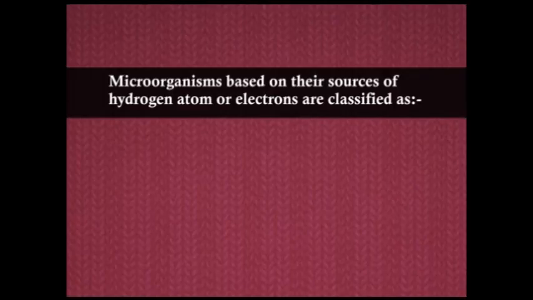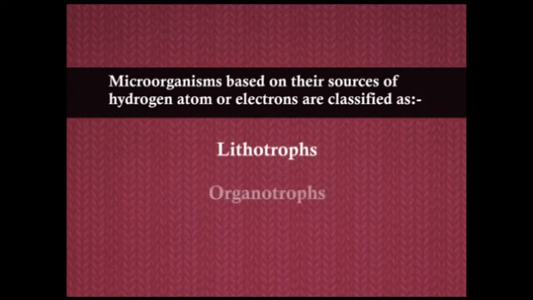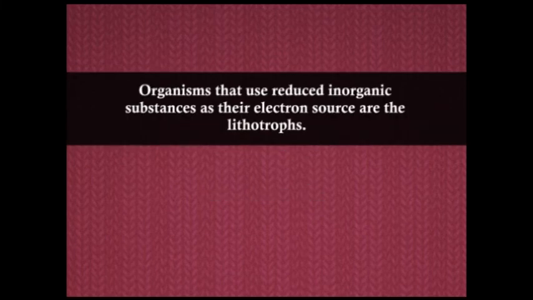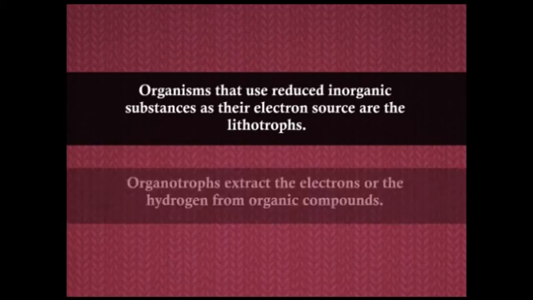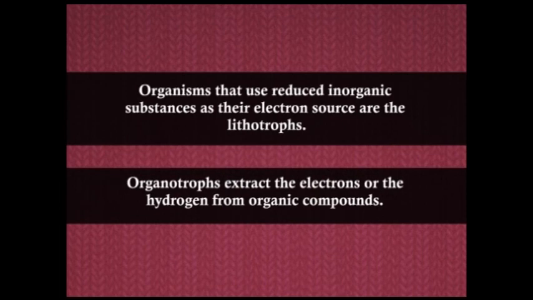Further, microorganisms based on their sources of hydrogen atoms or electrons are classified as lithotrophs and organotrophs. Organisms that use reduced inorganic substances as their electron source are lithotrophs, whereas organotrophs extract the electrons or the hydrogen from organic compounds. Further, based on their primary source of energy, hydrogen or electrons, and carbon, microorganisms may be placed in one of four nutritional classes.